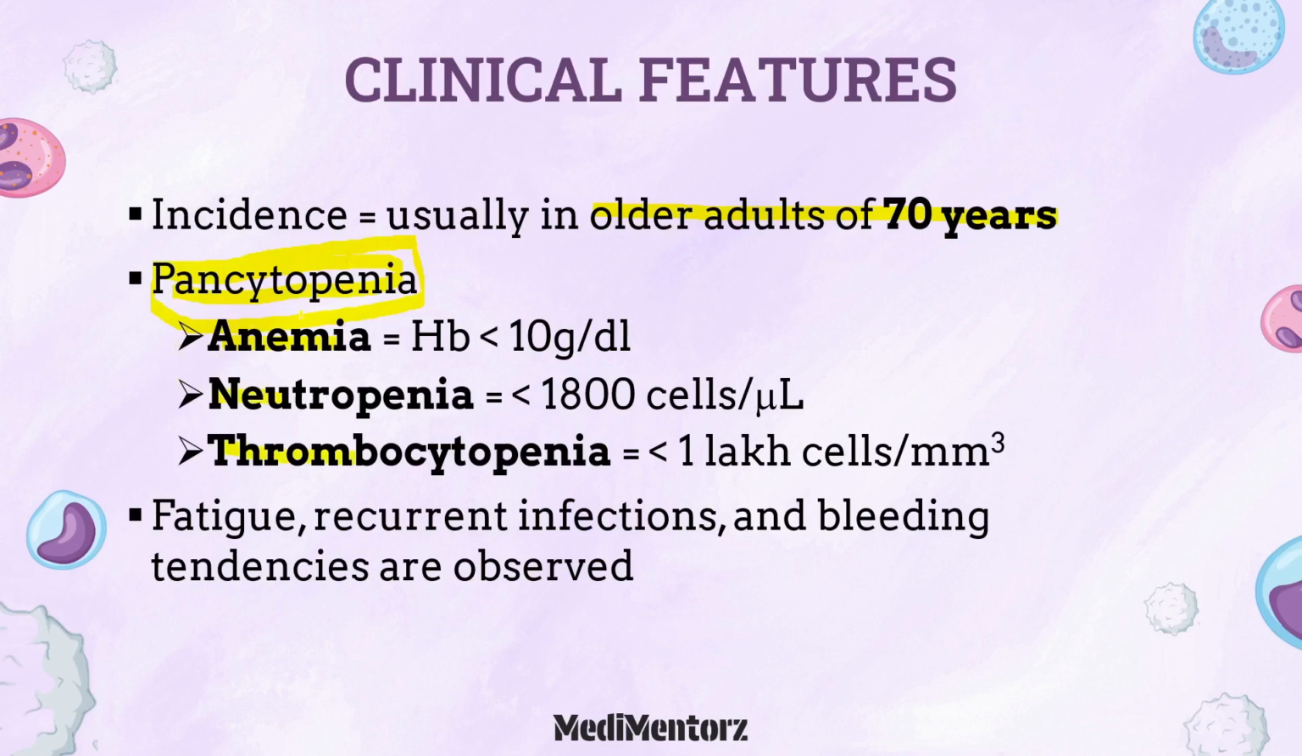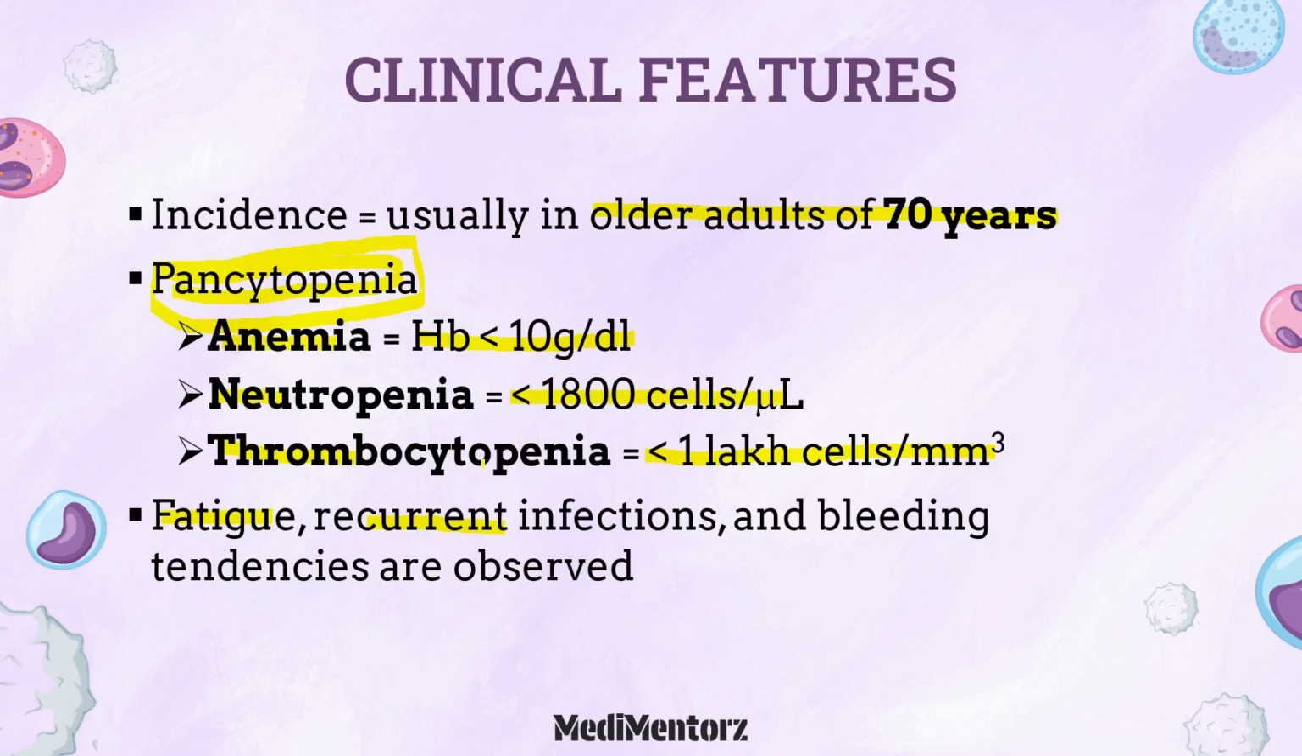So in anemia, the hemoglobin value is less than 10 gram per deciliter. In neutropenia, the neutrophil count is less than 1800 cells per microliter, and thrombocytopenia shows the presence of less than 1 lakh platelets per cubic millimeter. And due to these features, the patient presents with fatigue, recurrent infections, and bleeding tendencies.